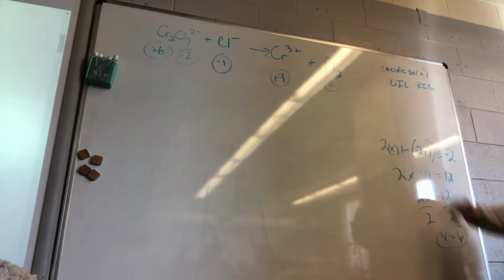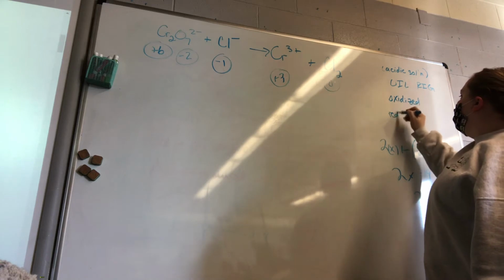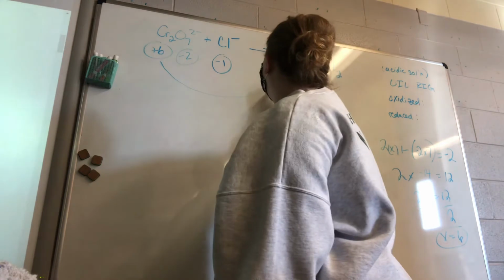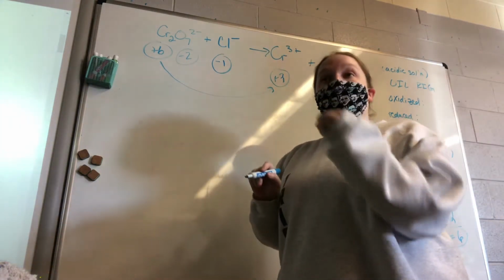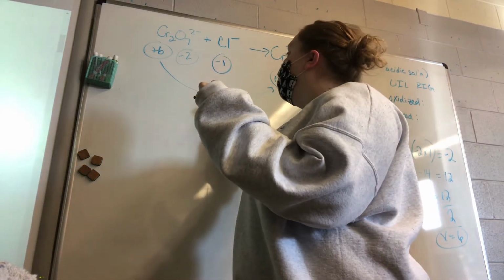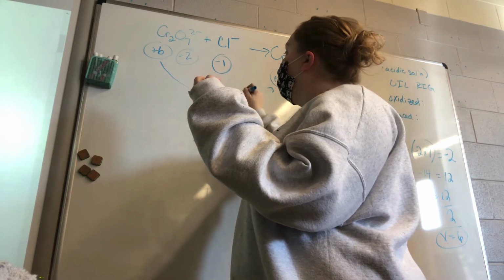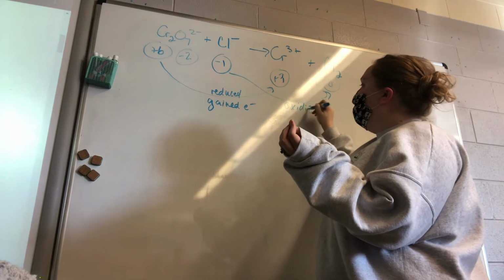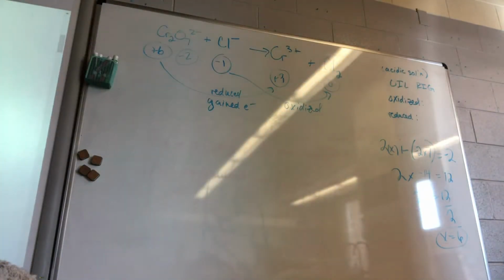Okay, what is oxidized? What is reduced? Let's do that next. Did it gain electrons or lose electrons to become less positive? It gained electrons. So this was the reduced thing, which means chlorine must then be the oxidized thing. Okay? What's our next step? Not yet. Write the oxidation and reduction half reaction.